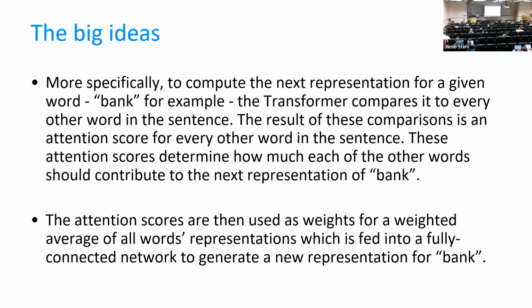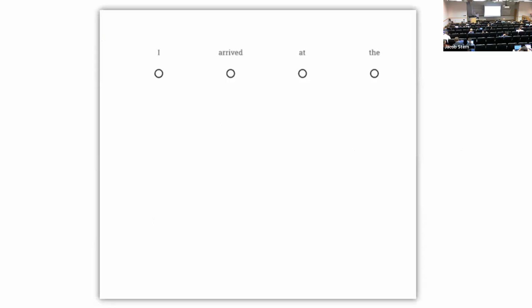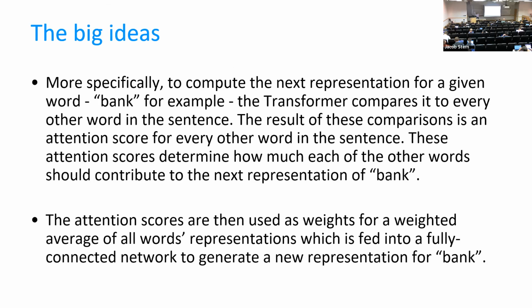So for example, let's take the sentence, "I went fishing on the bank." Okay, so bank is a word that can have multiple meanings, right? That depend on the context. It could be a bank with money, or it could be a riverbank.